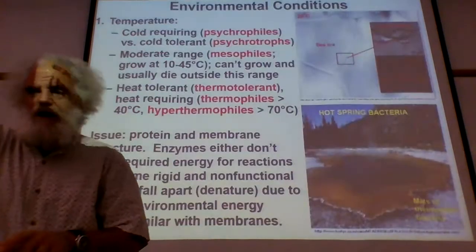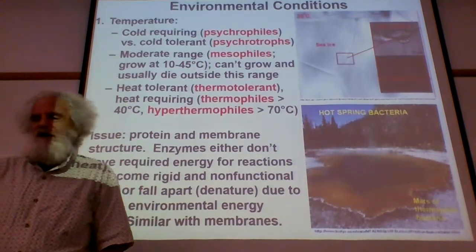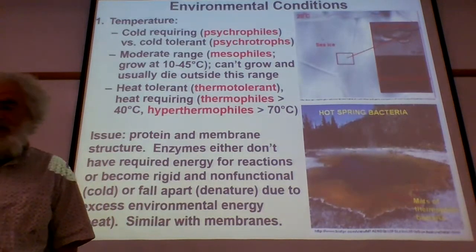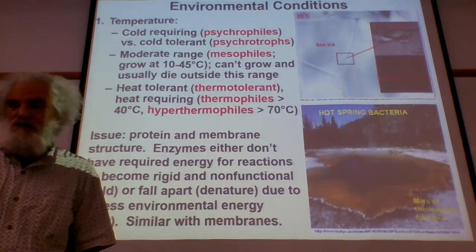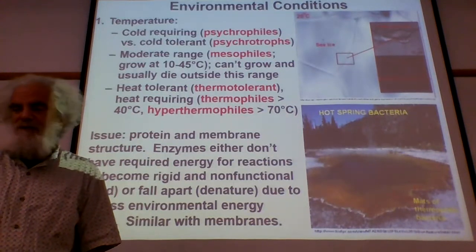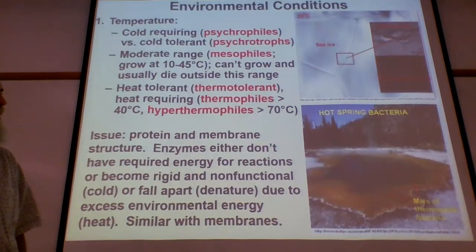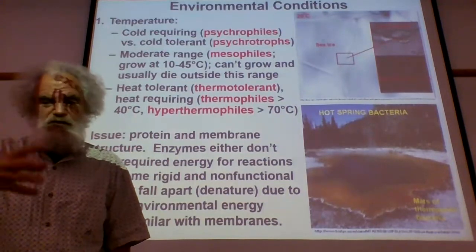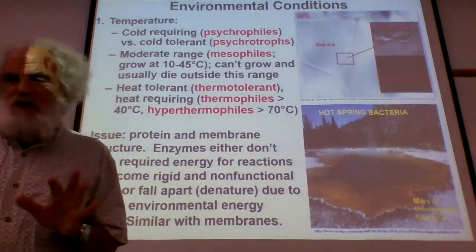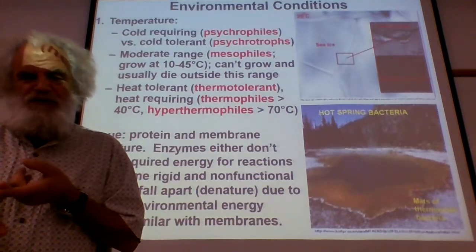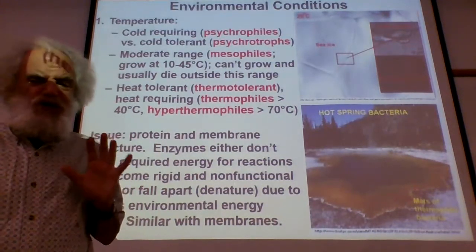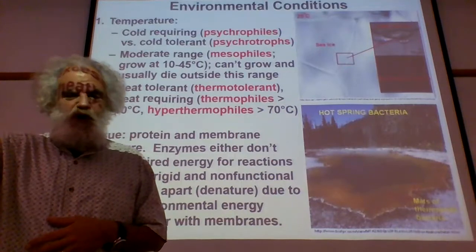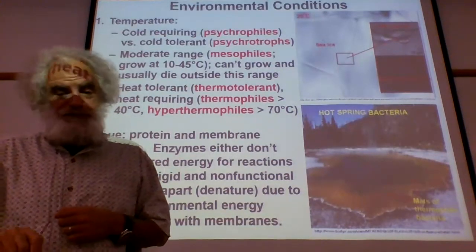So, environmental conditions. We've got things like sea ice, and sea ice is growing at very cold conditions, and there can be bacteria actually in the ice that are thriving in these cold-requiring, or these cold temperatures. So a couple of the vocabulary words. We've got psychrophiles. These are cold requiring. Cold tolerant are referred to as psychotrophs. You have troph being growth, phile meaning loves.